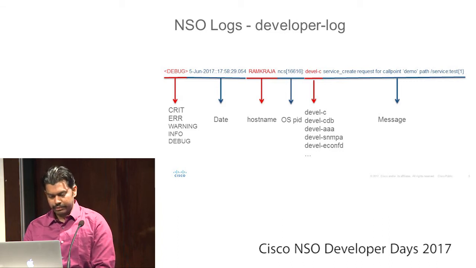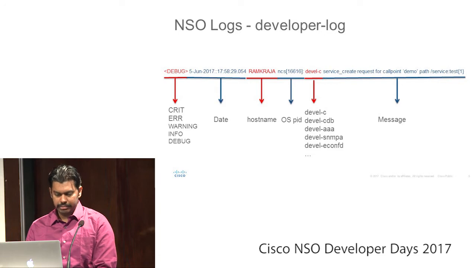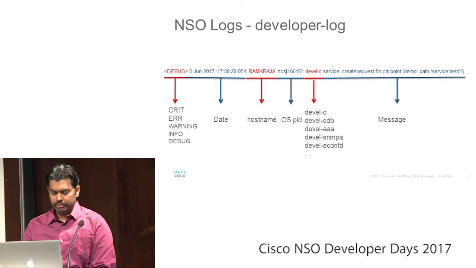So the first field is the log level, and the second field is the date, and then follows the host name, the host name of the machine in which NCS is running. And then this is the PID, the ID of the process in the Linux system. And this is the component that's doing the logging. It can take, these are the possible values.